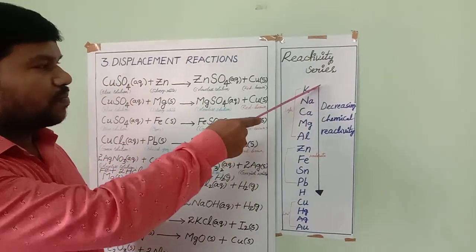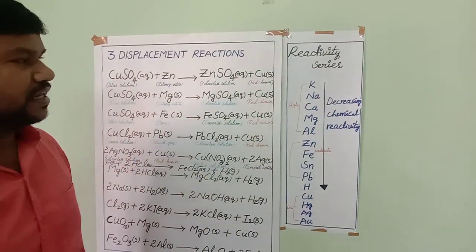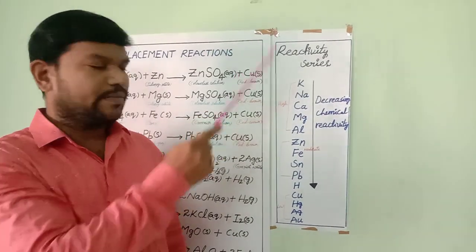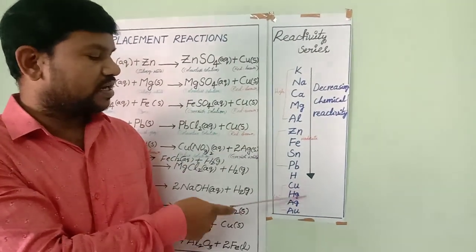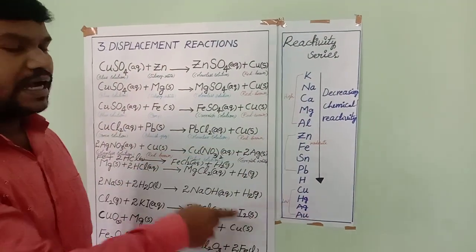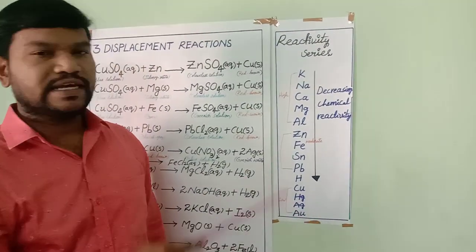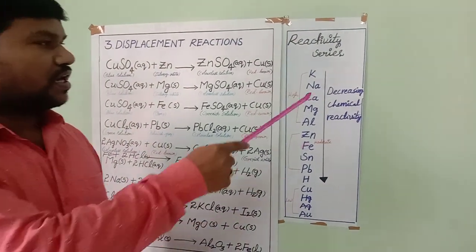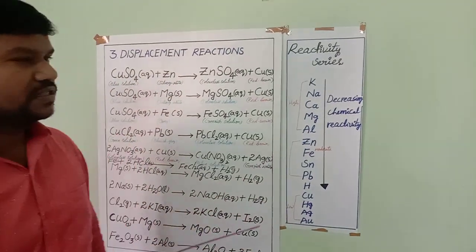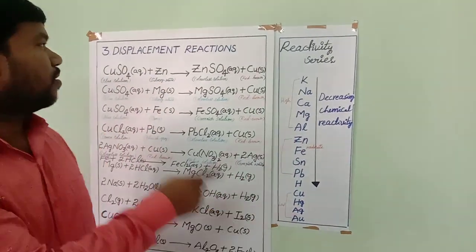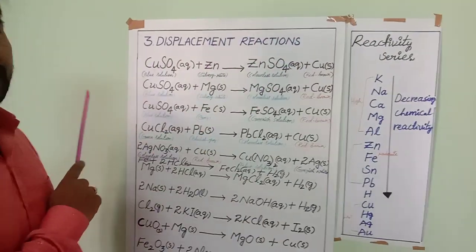So the elements placed at the top of the reactivity series are called more reactive elements, and the elements placed at the bottom of the reactivity series we call less reactive elements. So children, if we know this reactivity series, we can understand chemical displacement reactions.